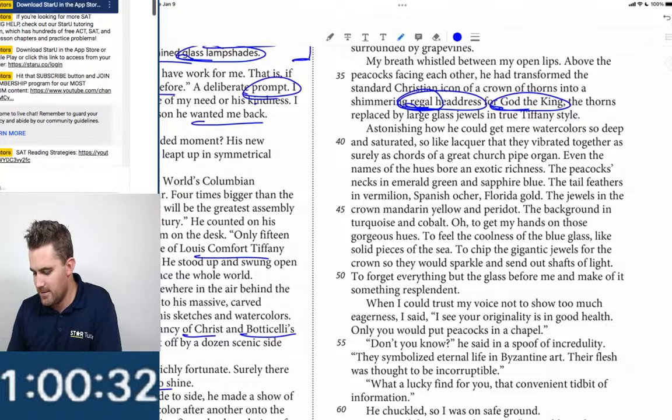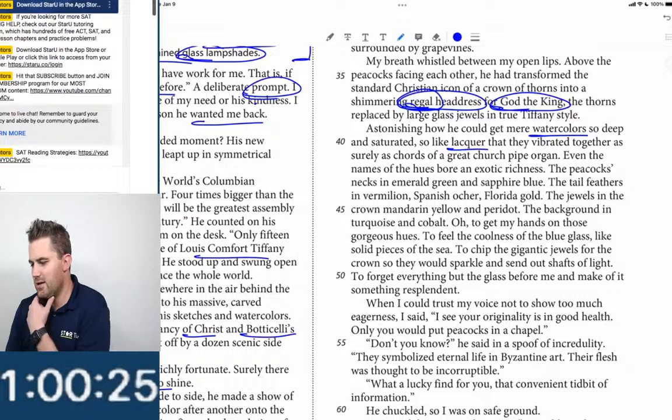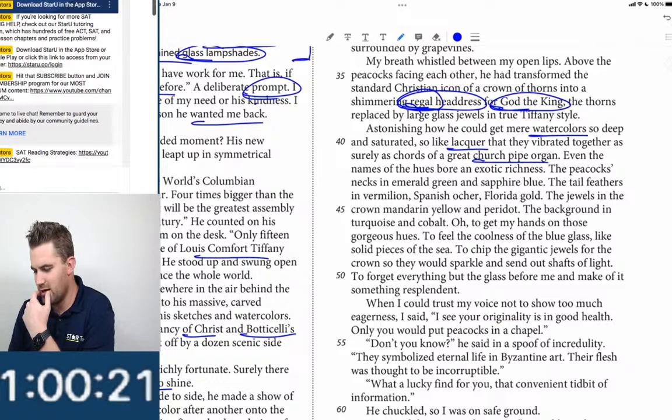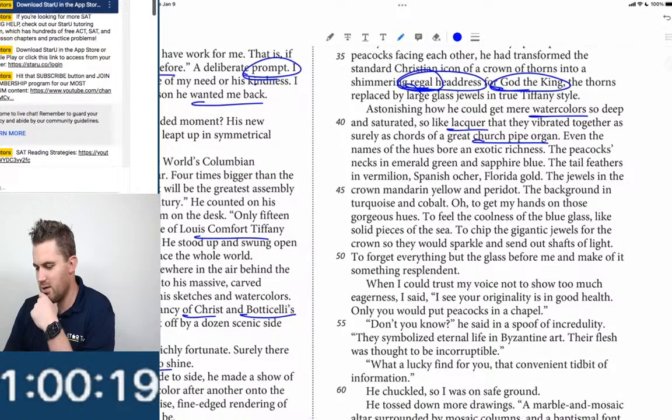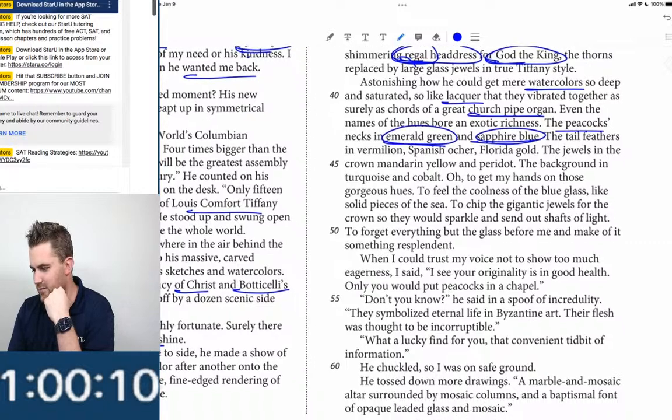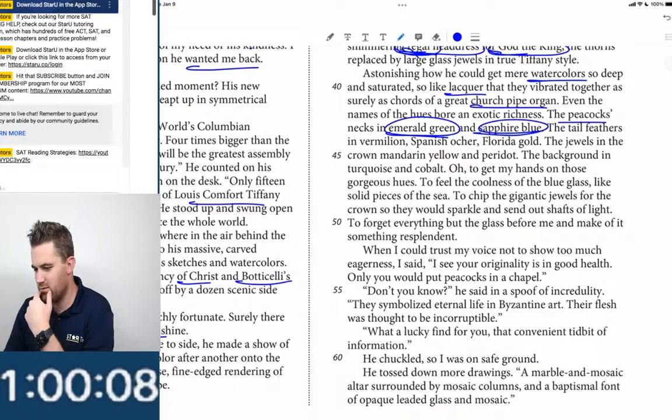Astonishing how we could get mere watercolors so deep and saturated, so like lacquer, that they vibrated together as surely as chords of the great church pipe organ. A lot of imagery and similes here. Even then, the hues, the richness, the peacocks next to emerald green and sapphire blue. We can picture that, the peacocks' tail feathers in vermilion, Spanish gold, right?